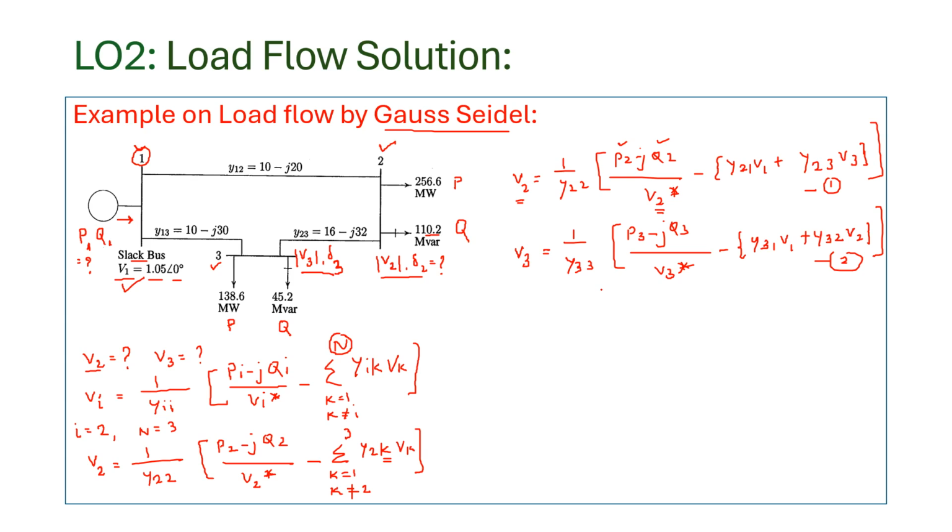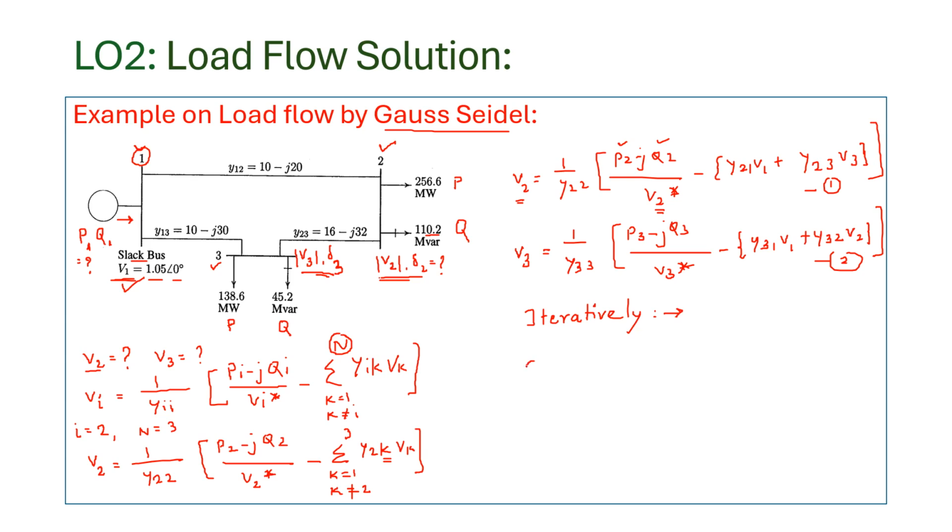As I told previously, we are interested in voltage. In the Gauss-Seidel method, we are interested in voltage at the buses. V1 is known. So now we want voltage V2 and V3, and these are the two equations. Now these two equations we have to solve iteratively or using numerical technique. You have to remember that all the numerical techniques are iterative methods.